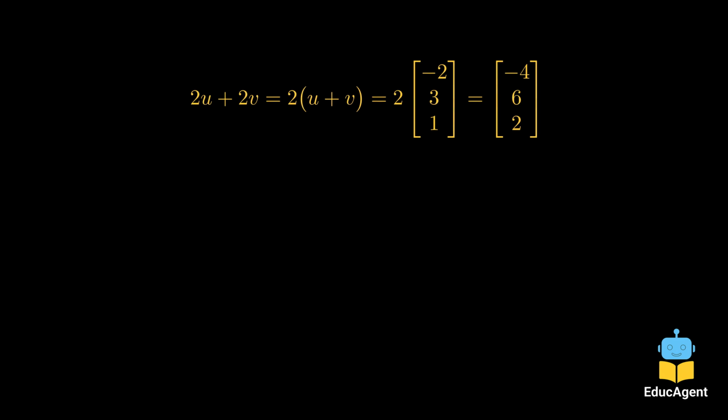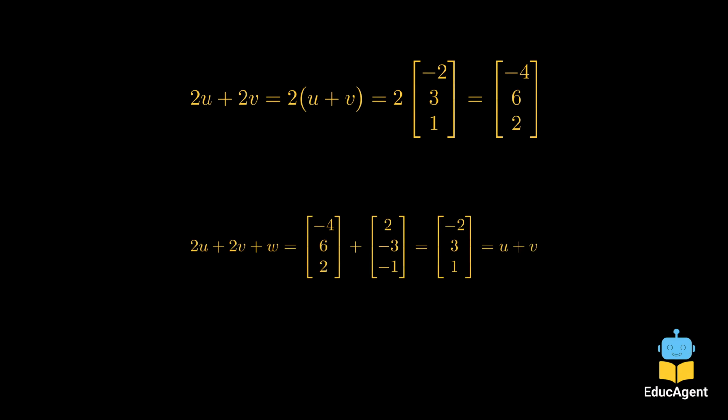Double the earlier sum u plus v to compute 2u plus 2v, yielding -4, 6, 2. Adding w gives back -2, 3, 1, which is just u plus v. So 2u plus 2v plus w equals u plus v.